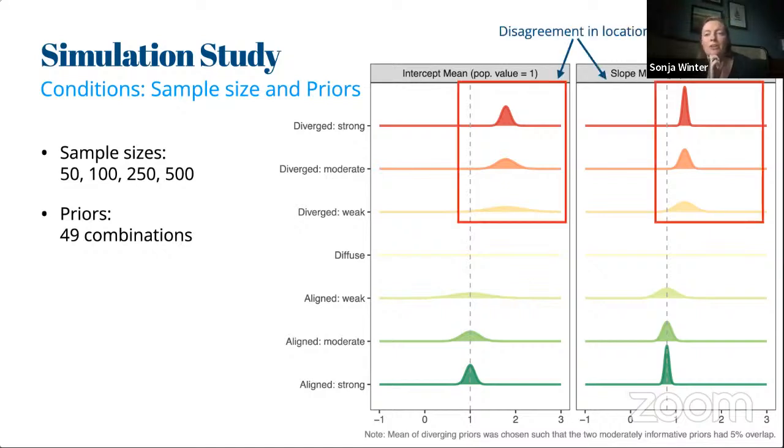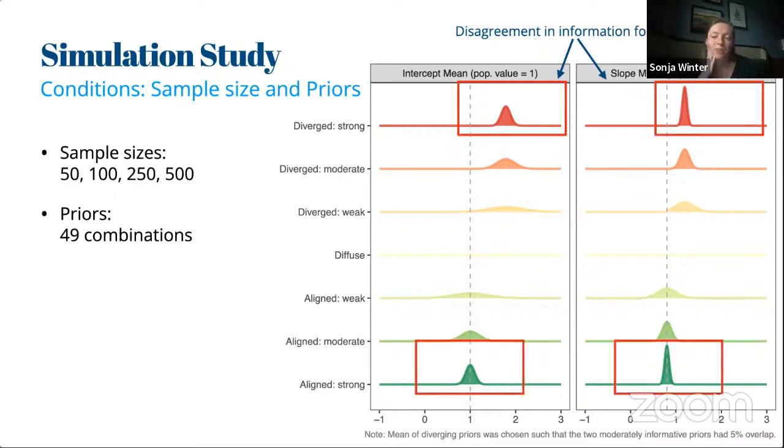Within these priors, there are 3 priors for each parameter that resulted in disagreement in location. These were called the divergent priors or diverged priors. And as you can see, they are sort of switched or moved towards the right of the population value, and they have 3 different levels of informativeness. Similarly, there are also 3 informative priors that do align with the population value, which are the priors in the green colors.